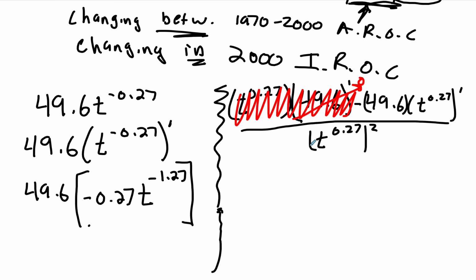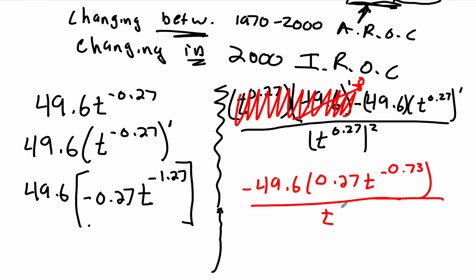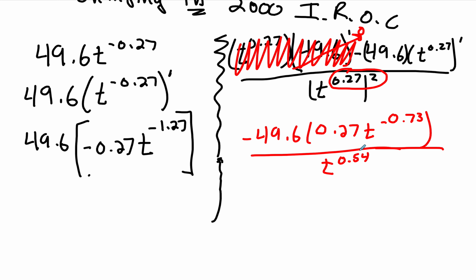Over here, what you get is negative 49.6 times 0.27 t to the negative, and you'd subtract 1 and you'd get 0.73, over t to the 0.54, and the reason for that is because it's a power to a power, so the powers multiply, what I've heard called fly high multiply, okay? And then you'd run into a similar problem as you did here, right? So you'd basically get negative, if you really want to simplify.